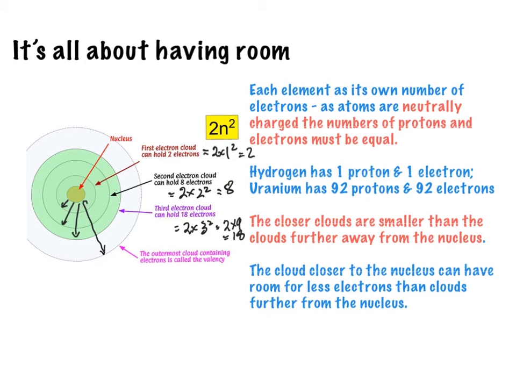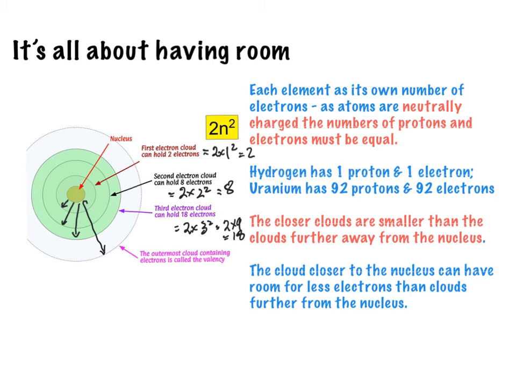Alright? So we can look later on, and I haven't done it yet, and I'm not doing it today. We can look at how the natural elements from hydrogen to uranium have between 1 electron and 92 electrons. And there is a way that they pack those electrons into these clouds. And it's based upon this, and it's based upon what I'm going to show you next.